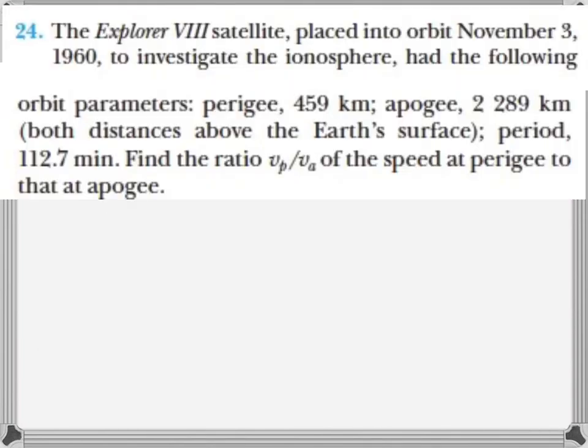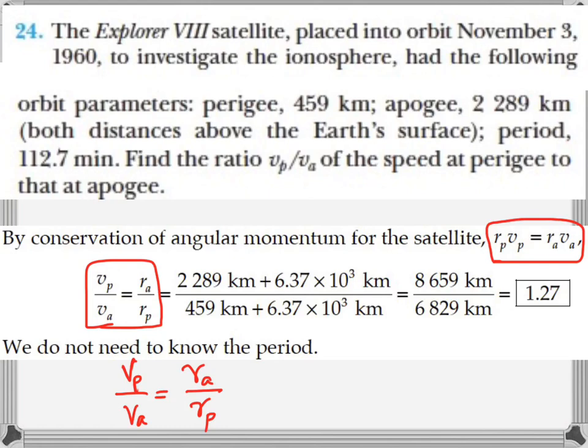Now based on this formula you need to solve this problem. We need to find what is Vp over Va, where P is for perigee and A is for apogee. So Vp over Va will be equal to Ra over Rp because of the formula which we just now derived. You can check, this is the arrangement of the formula. We can rearrange, substitute the values to get the answer which is required.